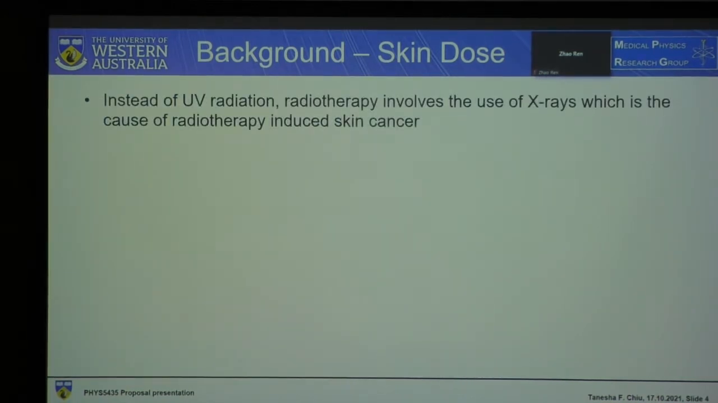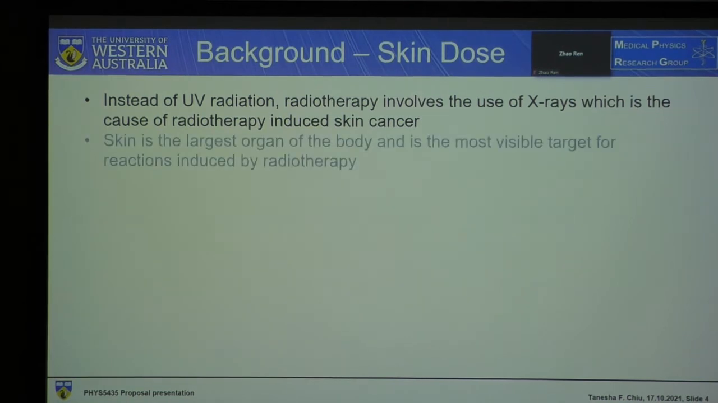Some background on skin dose. Instead of UV radiation, radiotherapy involves the use of X-ray photons, which is the cause for induced skin cancer from radiotherapy. Skin is the largest organ in the body and therefore is the most visible target for reactions induced through radiotherapy.